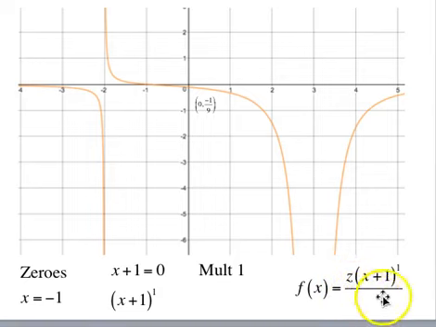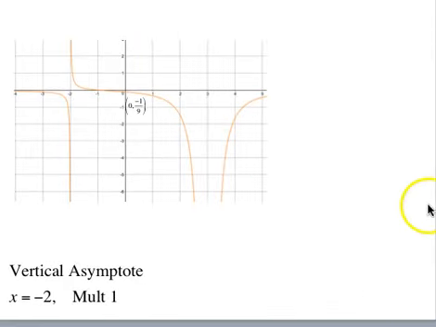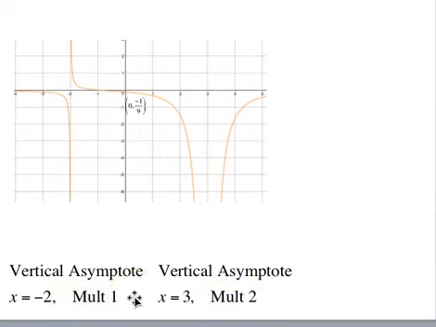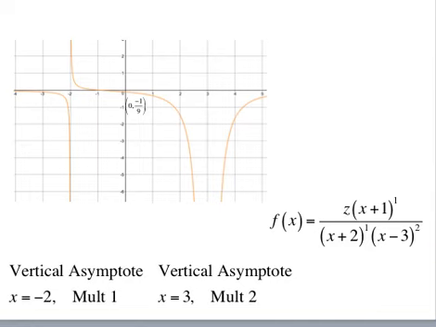Now, how do we figure out the denominator of this function? We look at the vertical asymptotes. That will be our key. So I have a vertical asymptote at -2. That has multiplicity 1. If x equals -2, x plus 2 is 0. X equals 3 has multiplicity 2. X minus 3 is 0. That'll be x minus 3 squared. So from this guy, x equals -2, x plus 2 to the first.